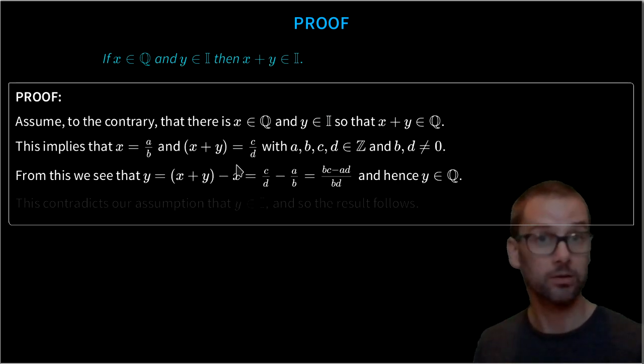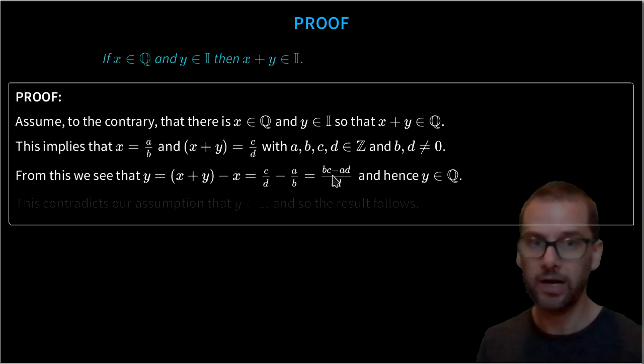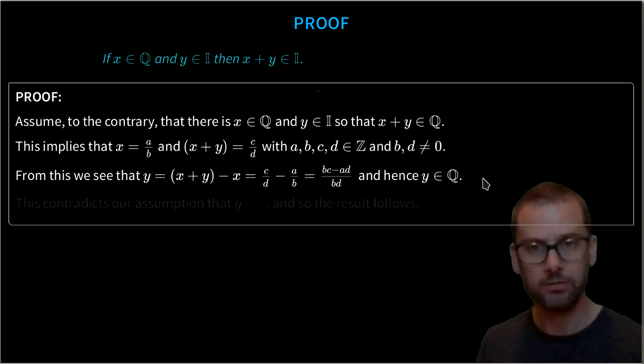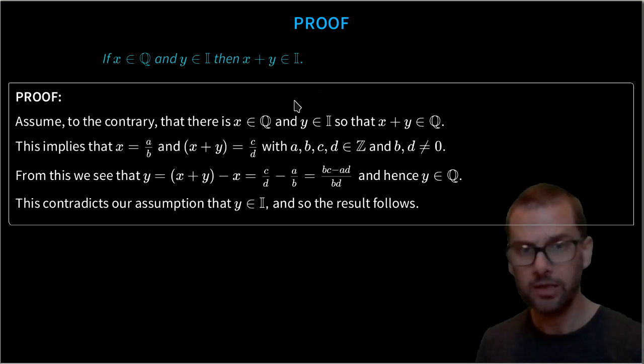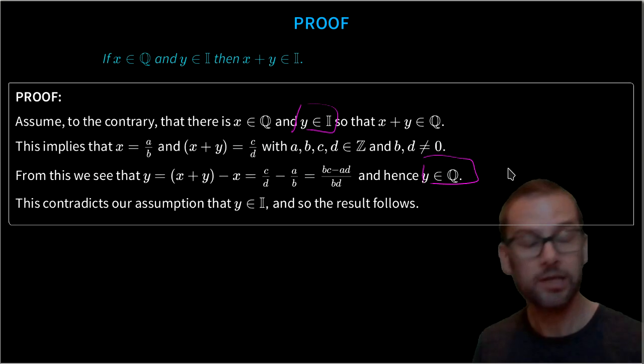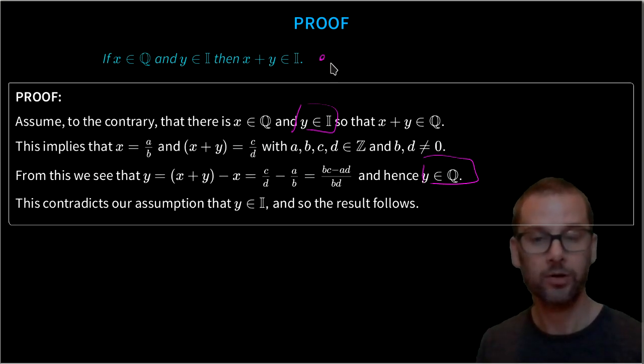From that, just by doing a little bit of subtraction, y, which is x plus y minus x, is this difference of fractions, and because the denominator isn't 0, the numerator is perfectly good integers here, we know that y is rational. And that contradicts our assumption, just back up here, that y is irrational, and that contradiction tells us, hey, the original result must be true. Okay, let's stop there.